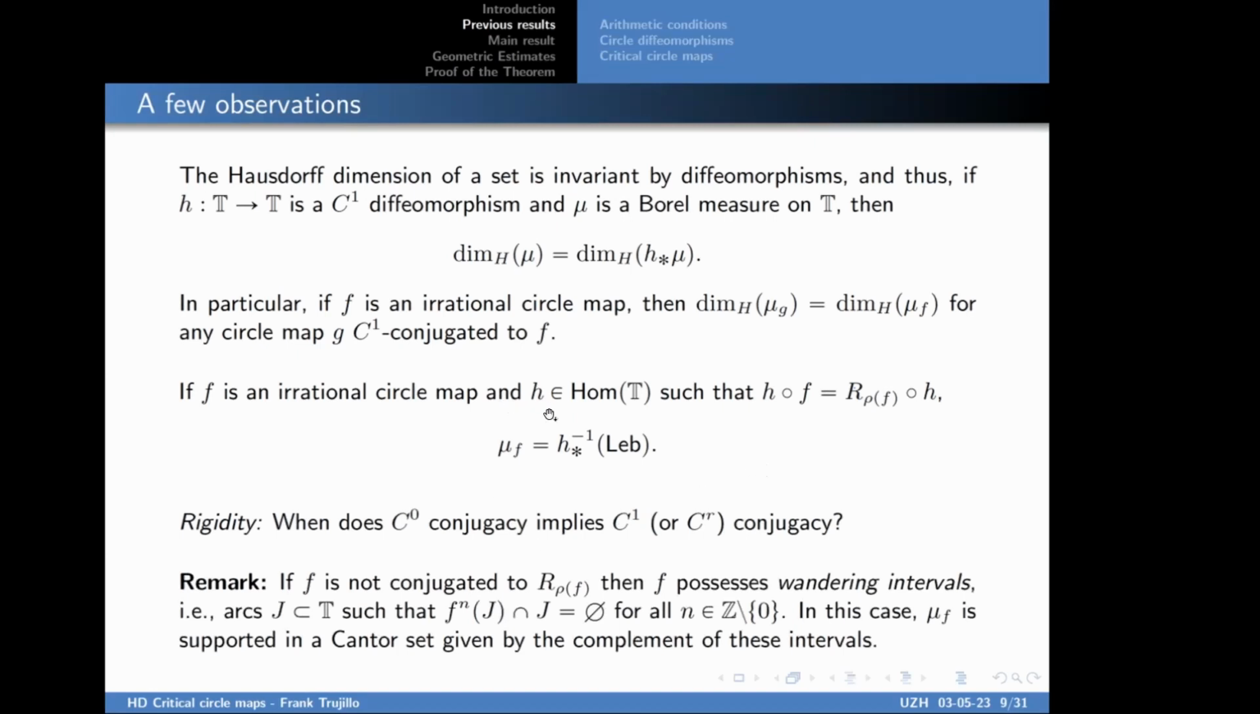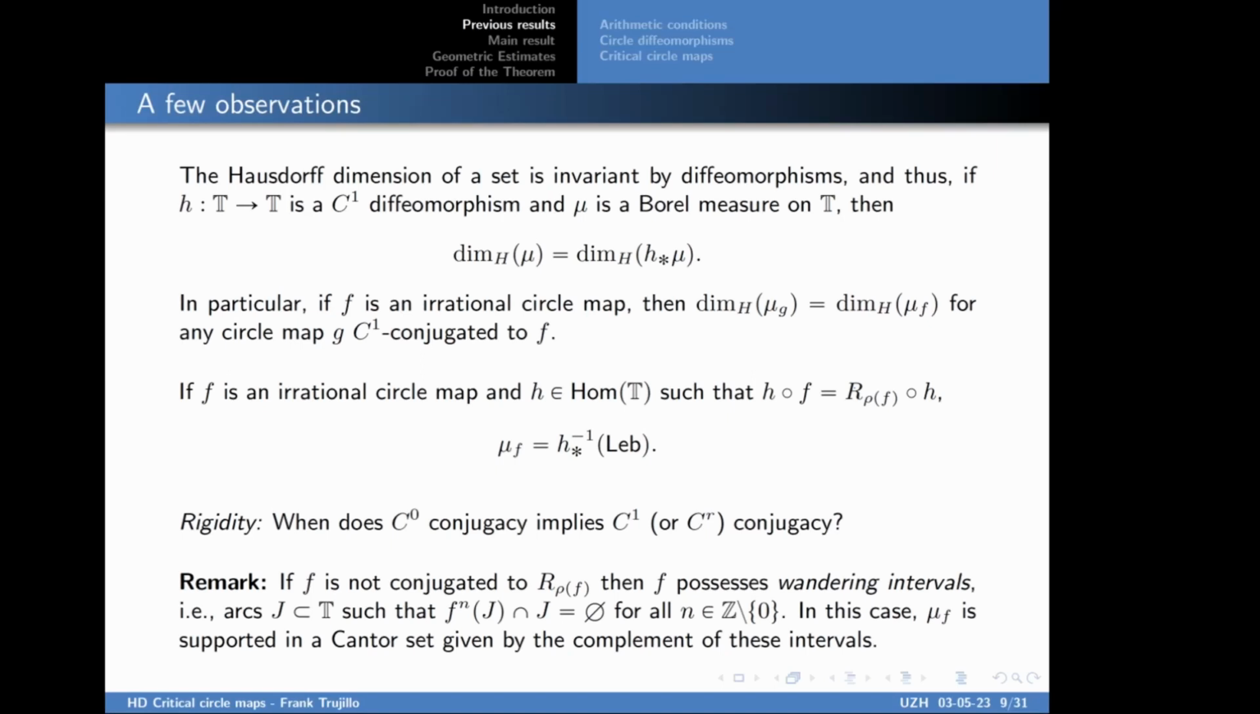Usually I'm working with maps that are conjugated to a rotation, but what's the other scenario? When is my map not conjugated to a rotation? The only possible scenario is that my map has what is called a wandering interval. It's just a piece of arc of my circle whose iterates never intersect my initial arc. In this case, I still have a unique invariant measure, but this time my measure is supported on some Cantor set, which is basically the complement of these wandering intervals.